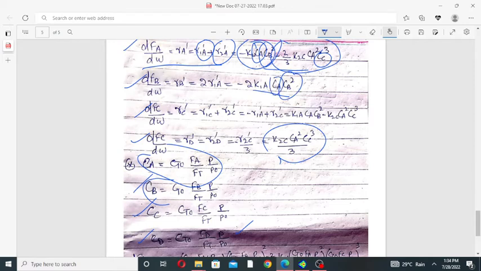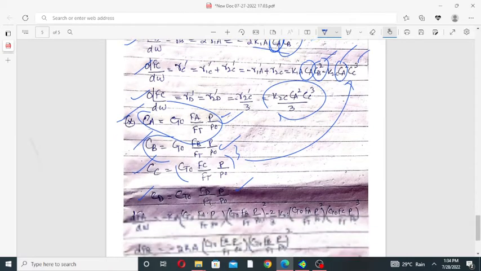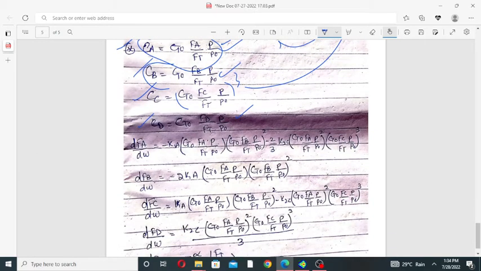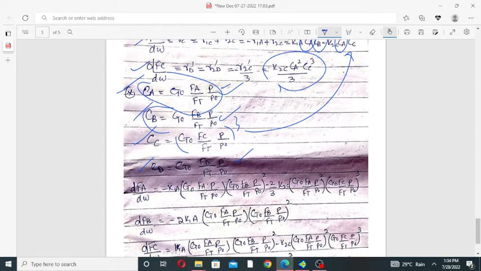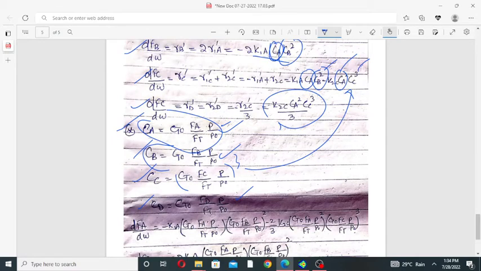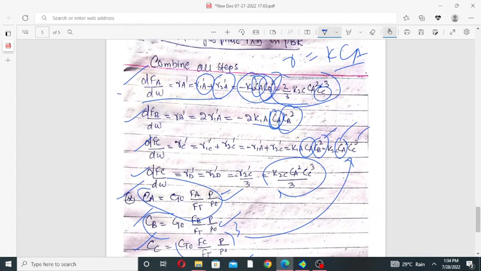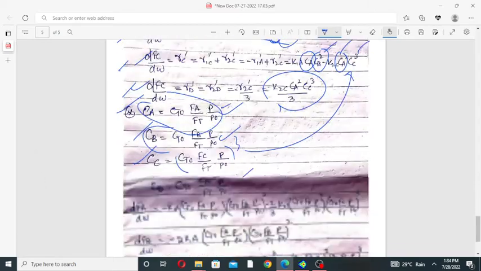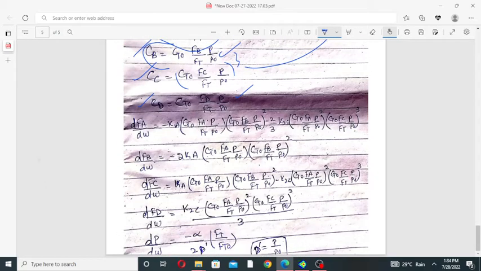In place of CA, we can place this one. Similarly, in this one, in place of CA, we can put this one. In place of CB, we can write this one. In place of CA, we can write this one to the power 2. Similarly, CA square CC to the power cube, so we can place this one to the power cube in this place. So after putting the concentration values in these equations, we will write 4 equations.